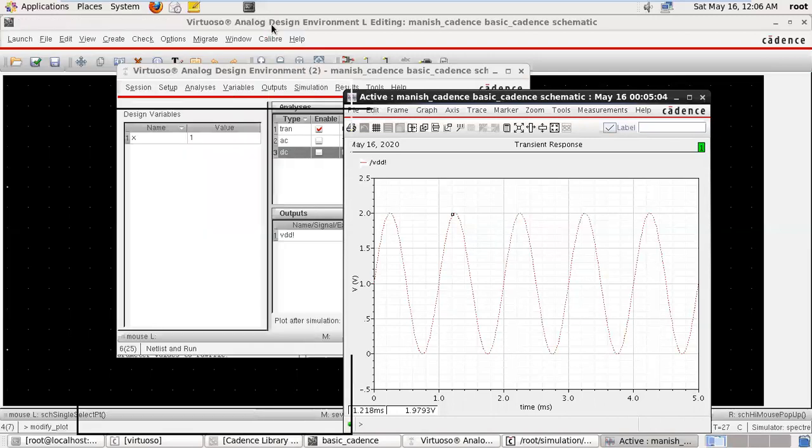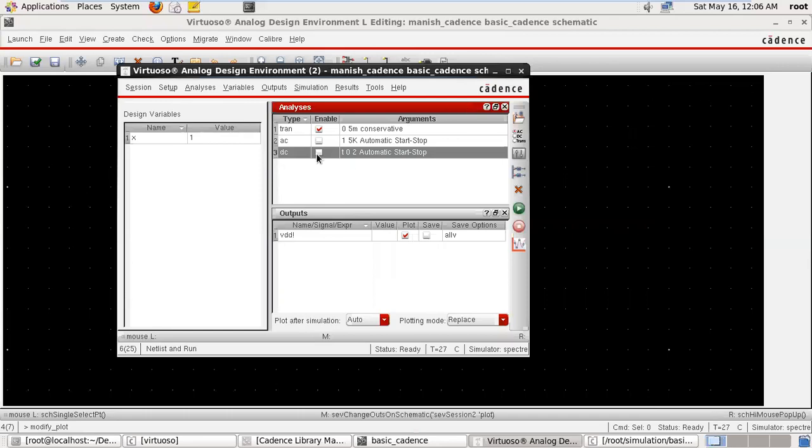Clear? Because 1 millisecond is the time period, and we have taken 5 milliseconds of time. So there are 1, 2, 3, 4 and 5, a total of 5 waveforms in my simulation window. Okay, so this is the time transient response.